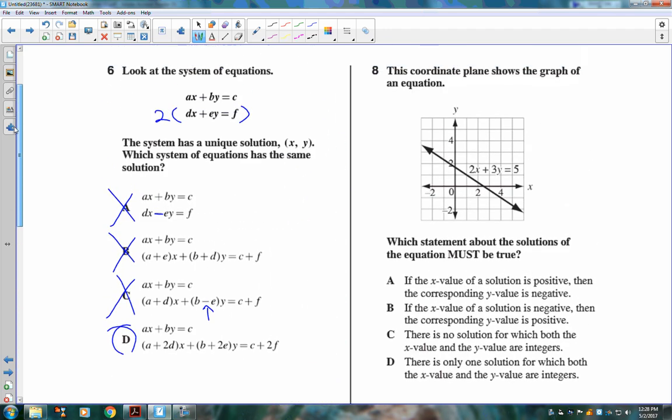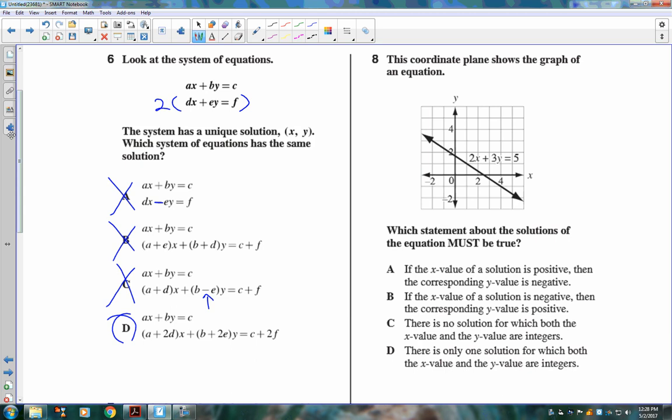Number 8 says, which statement about the solutions of the equation must be true? Okay, so this is our line. It says if the x value of a solution is positive, then the corresponding y value is negative. Well, that can't be true because right here, at that point, a and b, or x and y, are both positive.